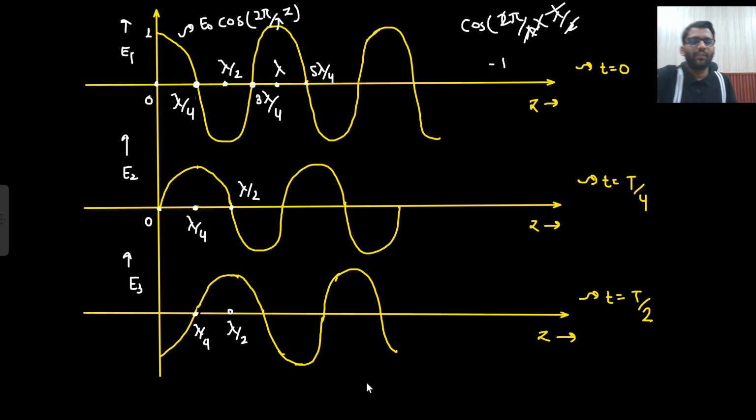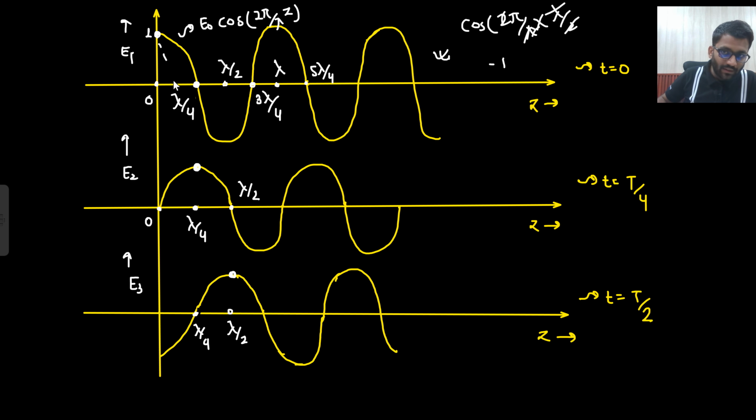But what is this waveform representing? When you click the photo at t equals 0, this is what you got. When you click the photo at t equals T/4, this is what you got. And if you click the photo at t equals T/2, this is what you got. So what did you understand? This was the peak here, right? Now this peak was at this point when you clicked the photo at T/4. This peak was at this point when you clicked the photo at T/2.